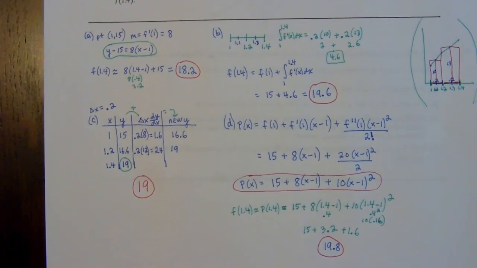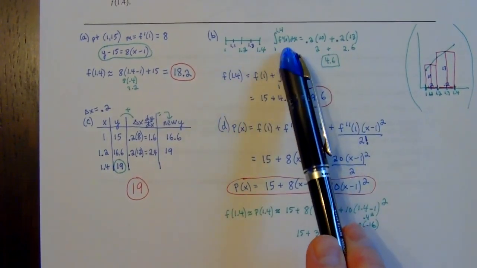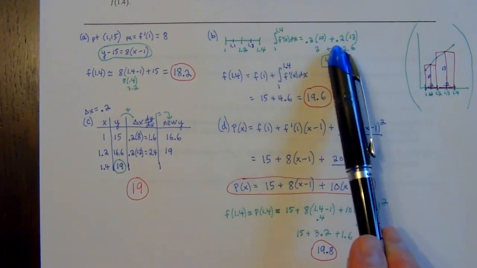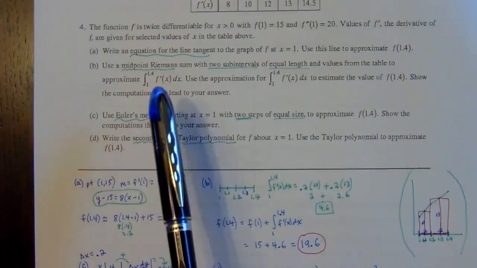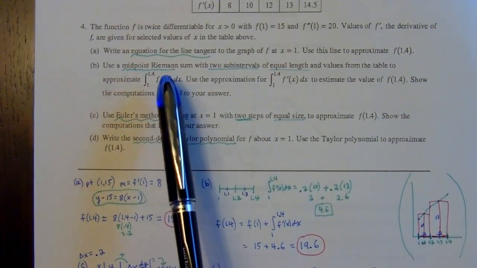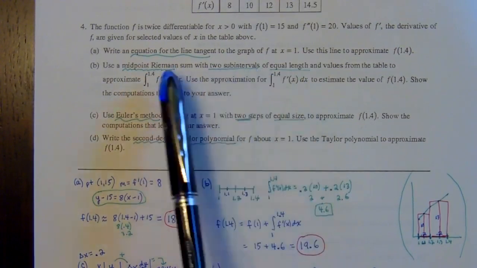Now, letter B, I kind of want to do this one from scratch with you, just on a blank sheet of paper. But typically, I'll jot this down here, and I'll just go straight to that. And let me just share with you where those numbers are coming from right there. This is our first time seeing a midpoint Riemann sum. Now, notice it says two subintervals of equal length, midpoint Riemann sum.